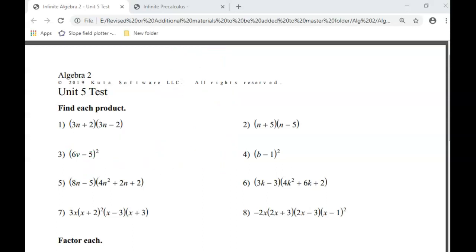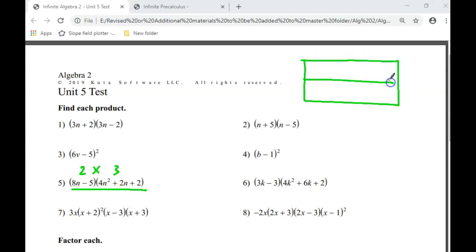After that, you kind of just got to use your box method. So in this case, we have a polynomial with 2 terms being multiplied by a polynomial with 3 terms. So we need to create a box that is 2 by 3 in its size. For the one with 2 terms, I'm going to put that going down the side here. And for the one with 3 terms, I'll put that along the top. And then you just multiply to fill in your box.